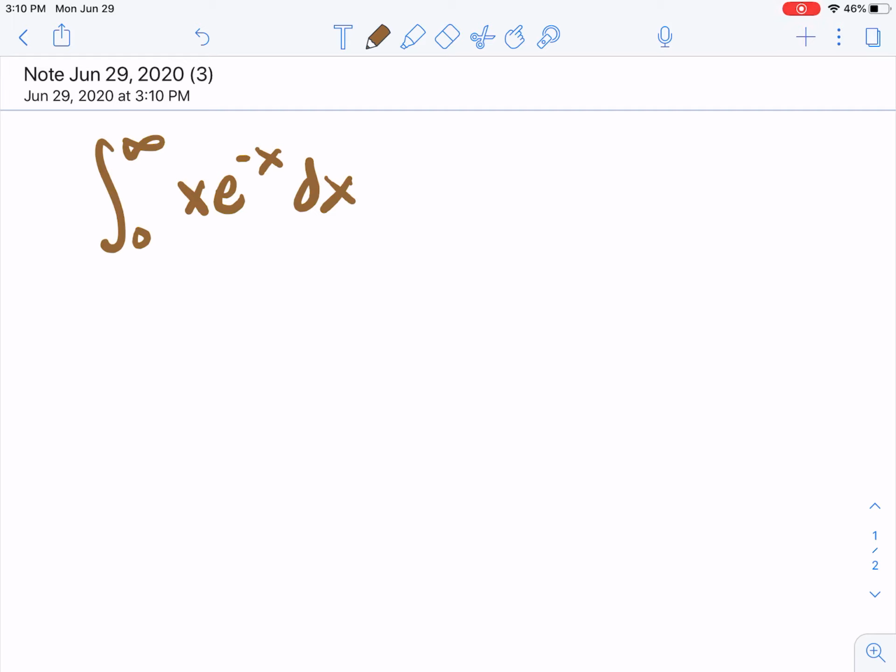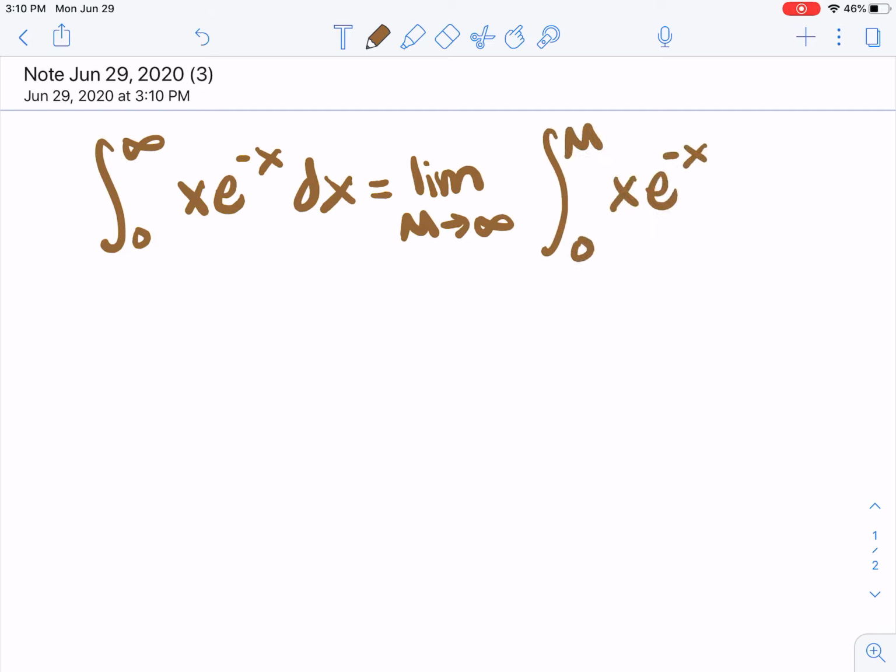As another example of an improper integral. Improper because the endpoint of integration is infinite. So let's take a look at it. What we want to do is define this as the limit as some big number m goes off to infinity of the integral from 0 to m. So we just turn the problem into a problem where we actually have a finite, well-defined integral.